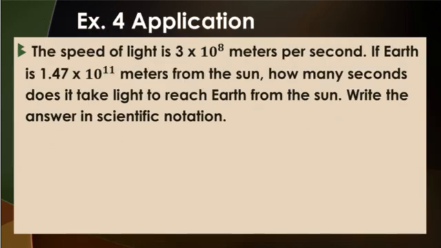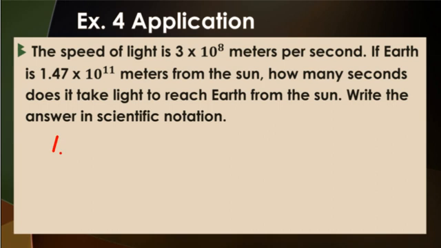And a couple application problems. The speed of light is 3 times 10 to the 8th meters per second. If Earth is 1.47 times 10 to the 11th meters from the sun, how many seconds does it take light to reach Earth from the sun? Write the answer in scientific notation. So we're going from the Earth to the sun. So we're going to set up as a division problem.